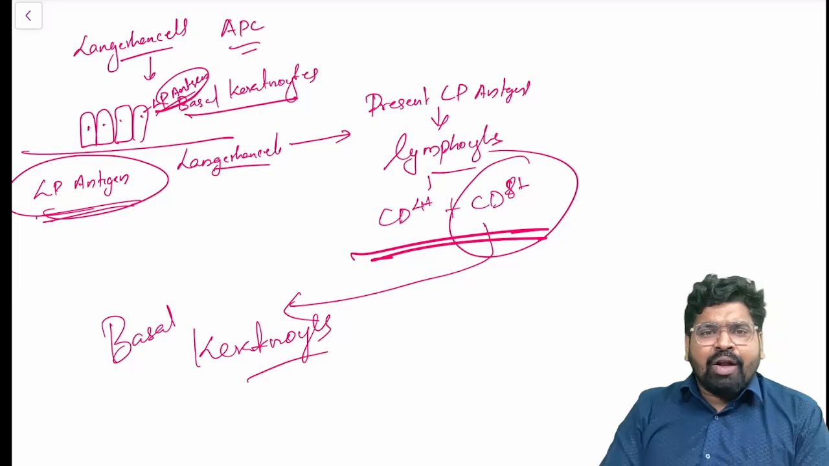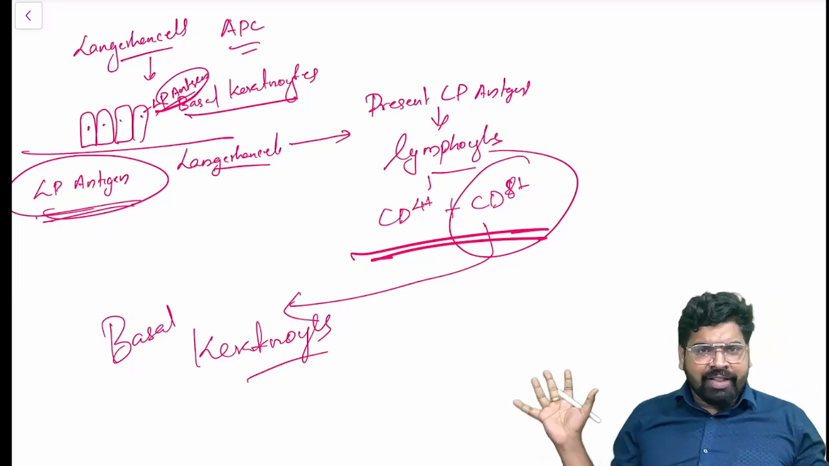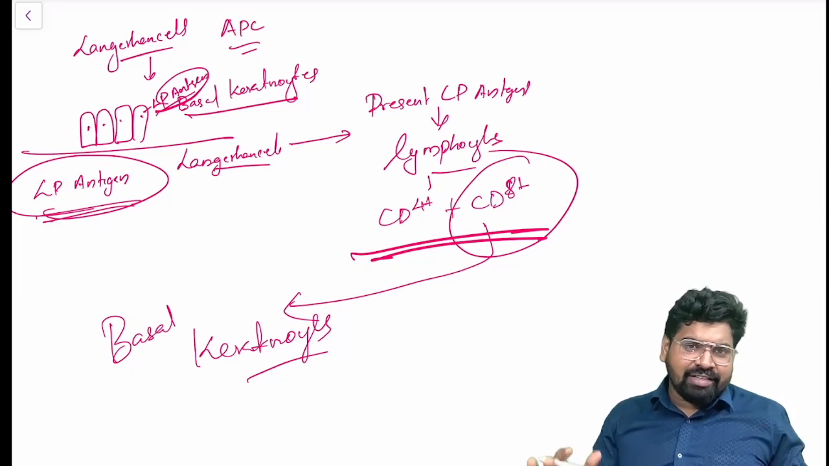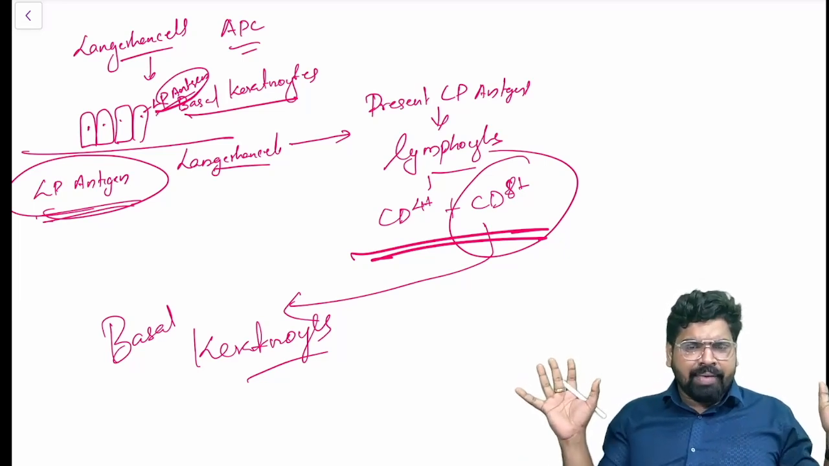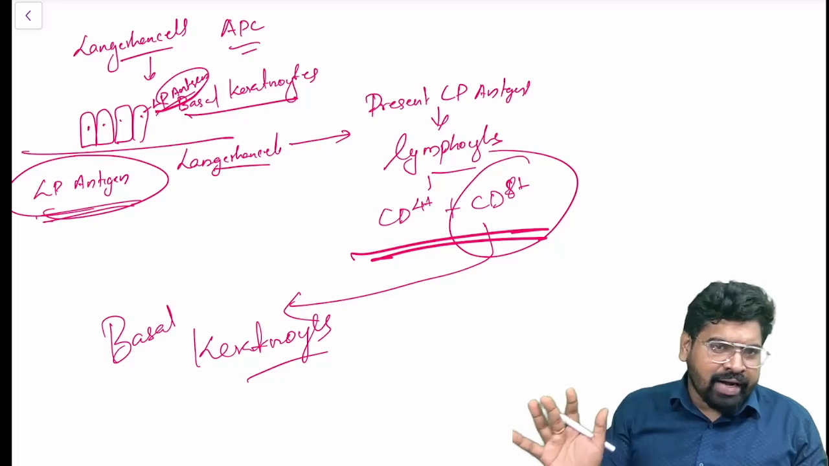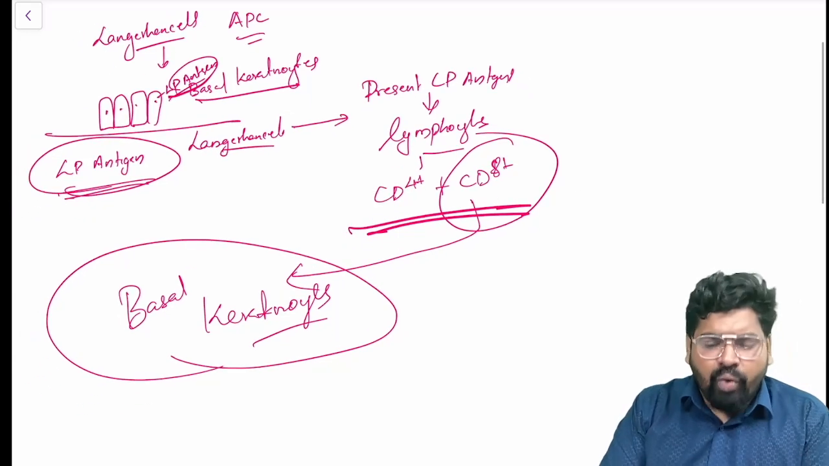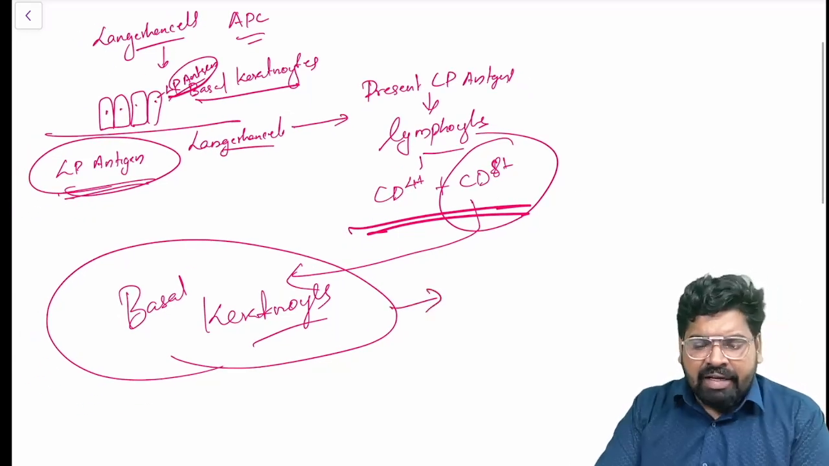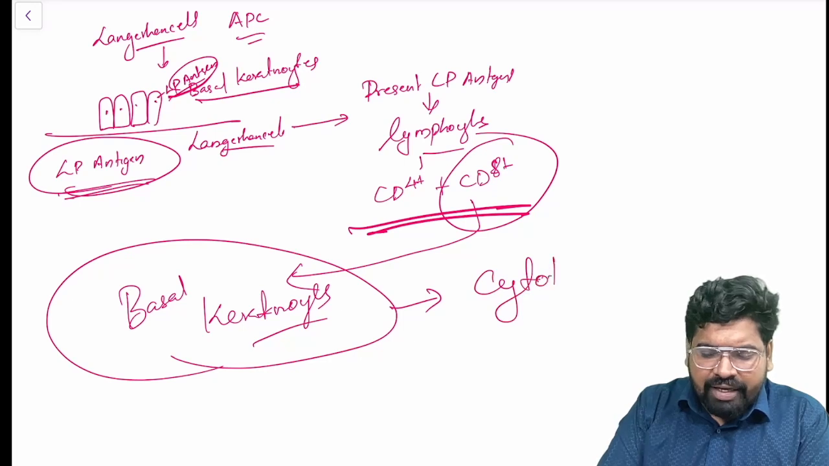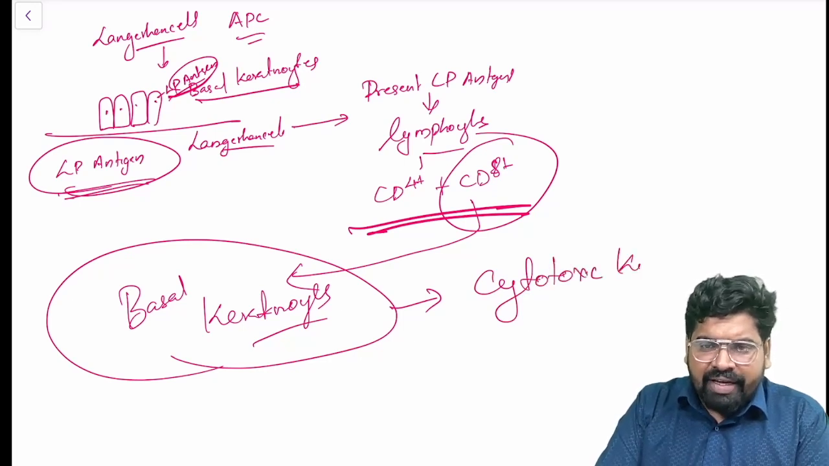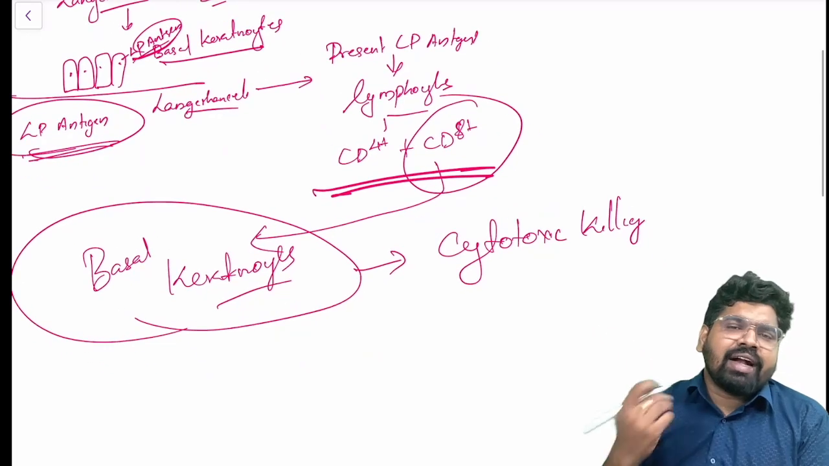They will not come alone. They will bring a large army with them. Come on, guys, let's go and attack the basal keratinocytes. They will attack these basal keratinocytes, and what they do is they will kill them. That is called cytotoxic killing of your basal keratinocytes.